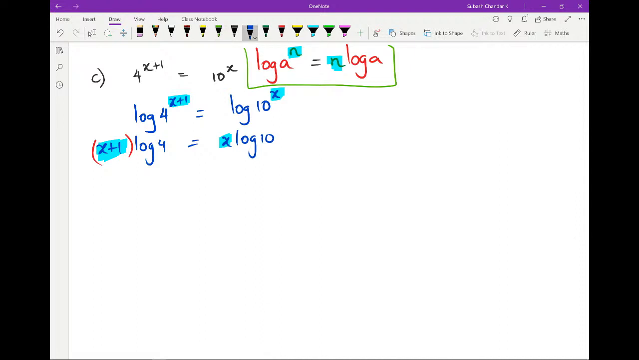So once we get to this stage, what we do is we treat log 4 like it's a quadratic. Not a quadratic, like expanding a bracket, for example. So what we're going to do is x times log 4 and then 1 times log 4. So when we do x times log 4, we get x log 4, plus 1 times log 4 is just log 4, equals x log 10.